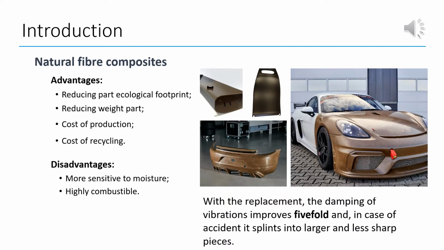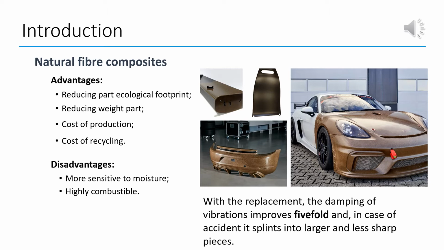Natural fiber composites have several advantages, such as reduced ecological footprint of the part, reduced weight, a cheaper part cost, and lower cost of recycling. Disadvantages: they are sensitive to moisture and highly combustible.